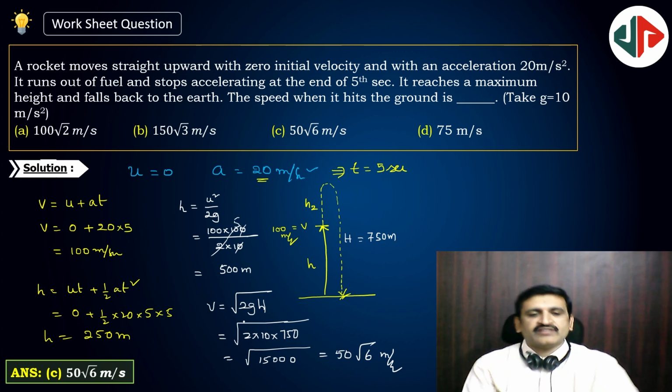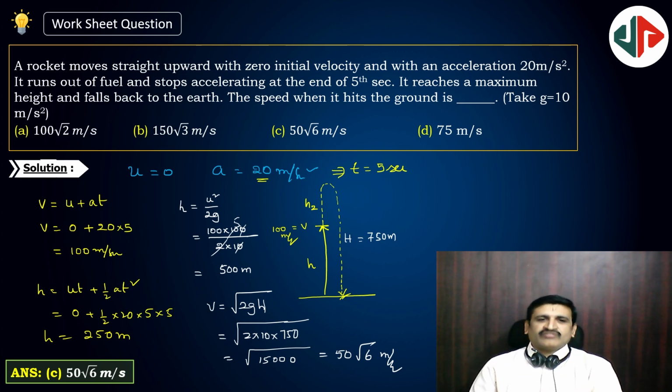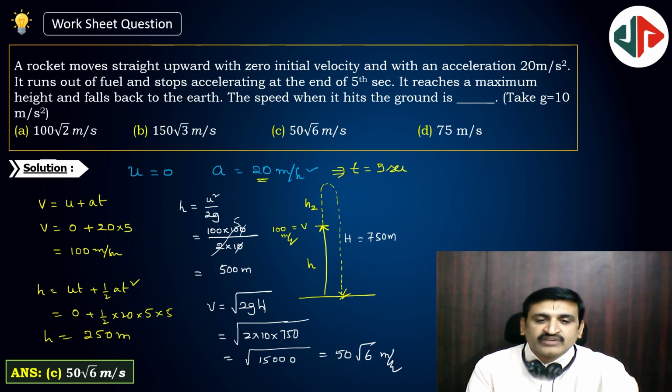So I will tell you once again. At the end of 5 seconds, it reached a position, so it acquired some velocity. So height I found and velocity I found. From there onwards, how much height it will go, that also I found. So total height 750. So the velocity acquired after falling through 750 meters is root 2gh. I used that formula. Okay.